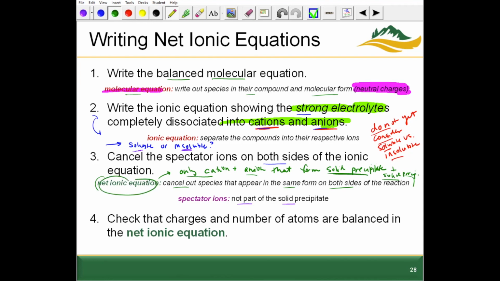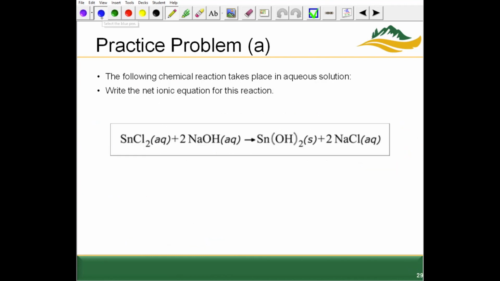Then before it's our final answer, we are going to check that the charges and the number of atoms are balanced in our net ionic equation. Let's execute these steps in a practice problem. Here we're asked to write out the net ionic equation for this reaction.